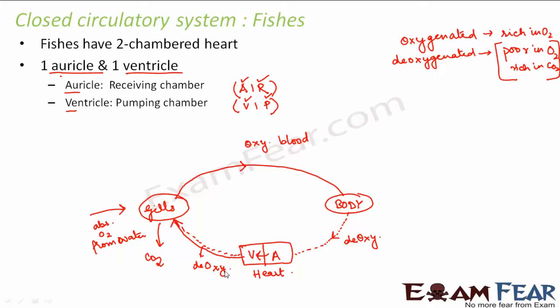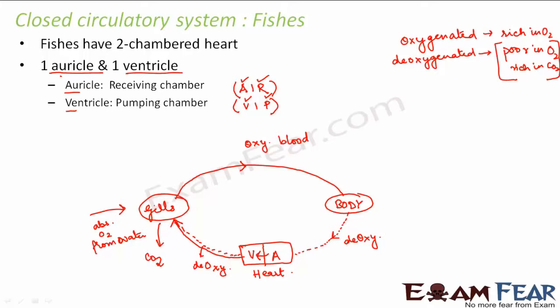Also here we see that there is not much separation between the oxygenated and the deoxygenated blood. If you see here, there is not much separation. The deoxygenated blood is going in, going out, then the same blood is again becoming oxygenated. So it is like that.